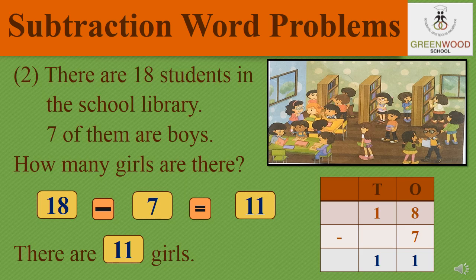So what is the rule? First we'll subtract the ones part, that is 8 and 7. What is 8 minus 7? Take out 8 fingers, out of which you have to fold 7 fingers. Fold them fast. So how many fingers are you left with? Just 1. So 8 minus 7 is 1. Now subtract the tens. Now we have just one number, so we'll copy as it is. So what is our answer? 11. So there are 11 girls.